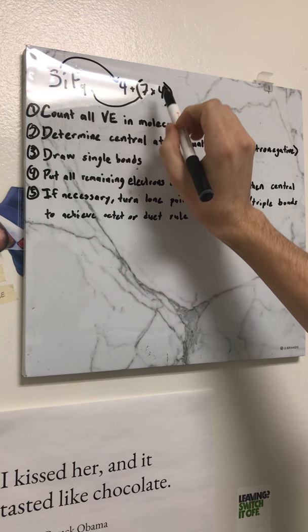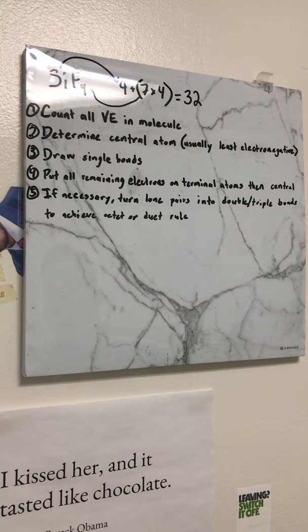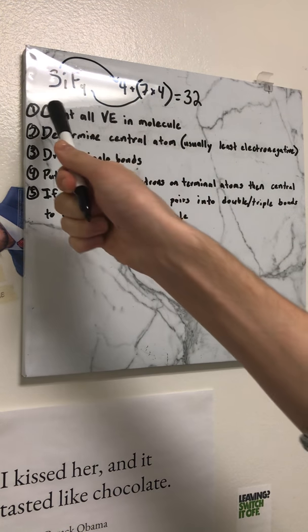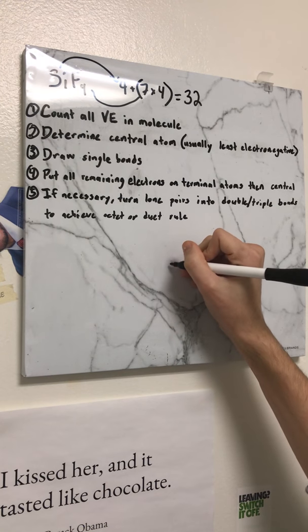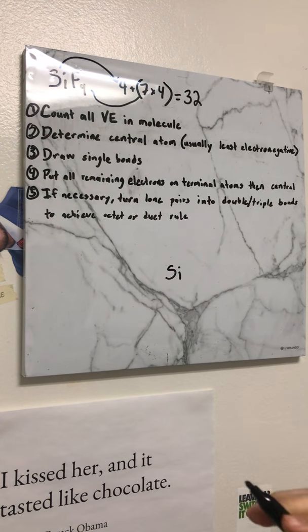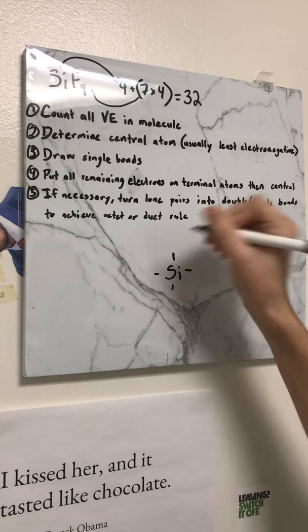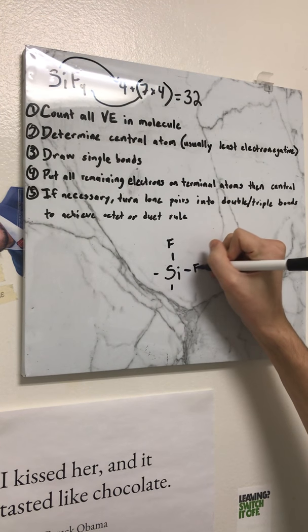So that would add up to 28. 28 plus 4 equals 32. So there are 32 valence electrons in the molecule, and you're going to determine the central atom, which is usually the least electronegative, and in this case that is going to be silicon, also because there's only one of it. So we'll draw silicon as our central atom, and then you're going to draw your single bonds, and connect those to the 4 fluorines.